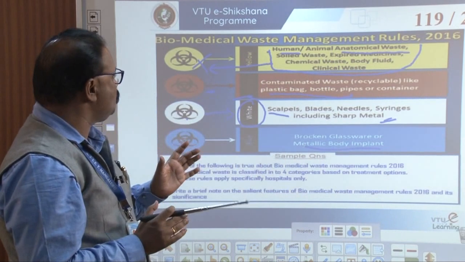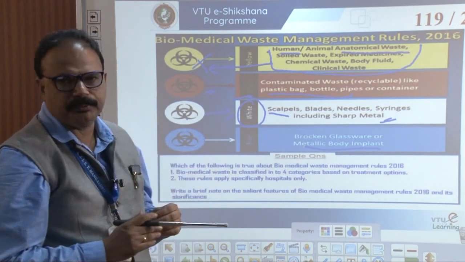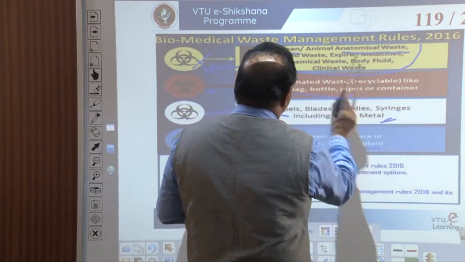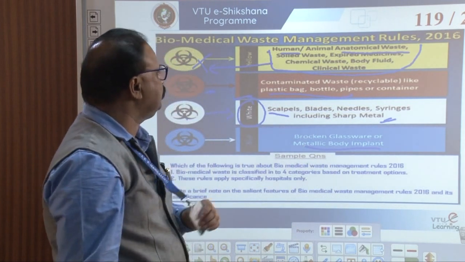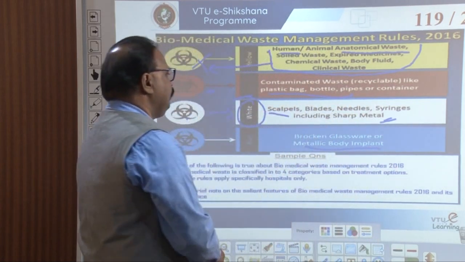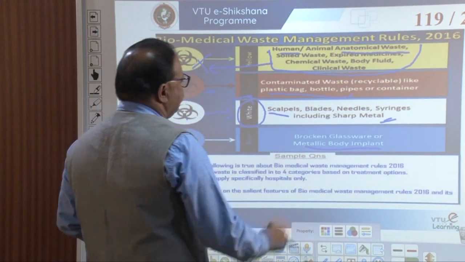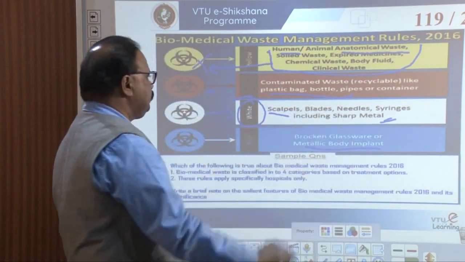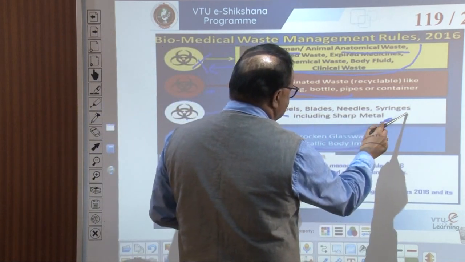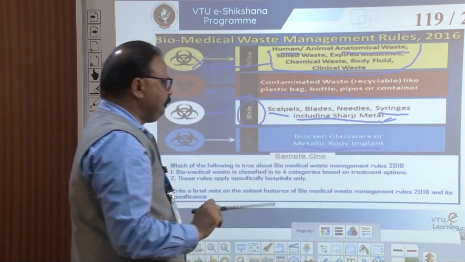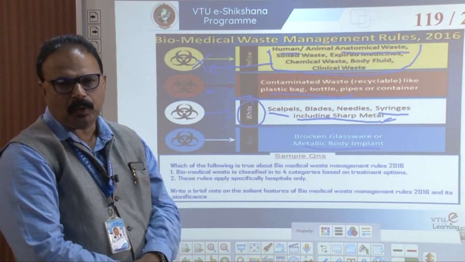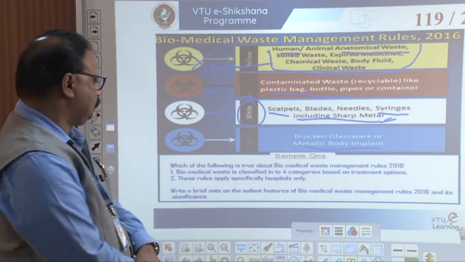See, there is a rule in the Biomedical Waste Management Rules 2016 amendment. Yellow color bag only for this: human anatomical waste, soiled waste, expired medicine, chemical waste, body fluid and clinical waste. Orange color: contaminated waste only, plastic bottles, pipes and containers. White color: blades, scalpels, needles, syringes, and sharp metals only. And blue color: broken glassware or metallic body part implants only.